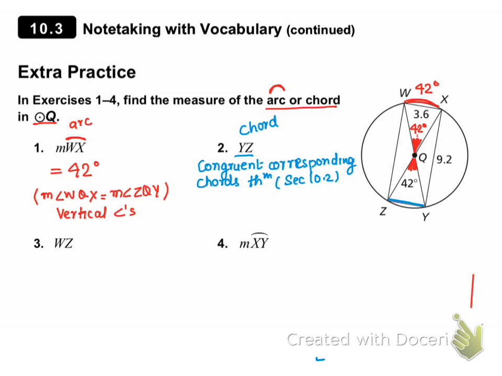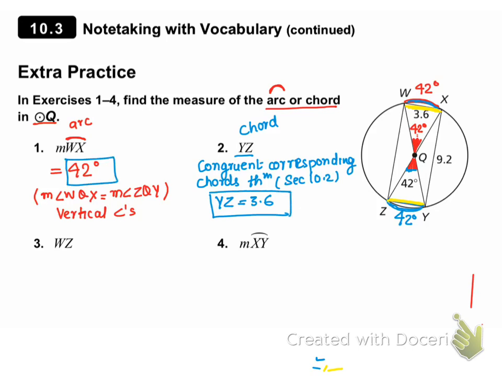I know that this angle is 42, so this arc is 42 degrees. So I know the arcs are the same: this is 42, this is 42. It means the chords have to be congruent, this one is the same as this one. So my answer would be YZ is equal to 3.6. YZ is 3.6. That's my answer.